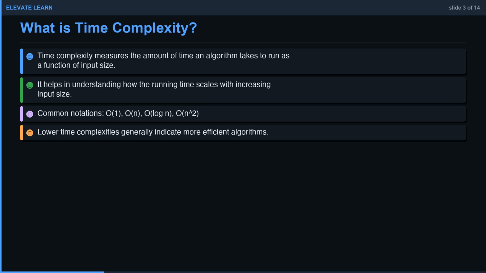Logarithmic time, like checking a phone book by pages, is O(log n). And quadratic time, where operations increase exponentially with input size, such as in nested loops, is O(n squared). Understanding these notations helps us pick the most efficient algorithm for our tasks. So, let's dive deeper into optimizing your code efficiency.